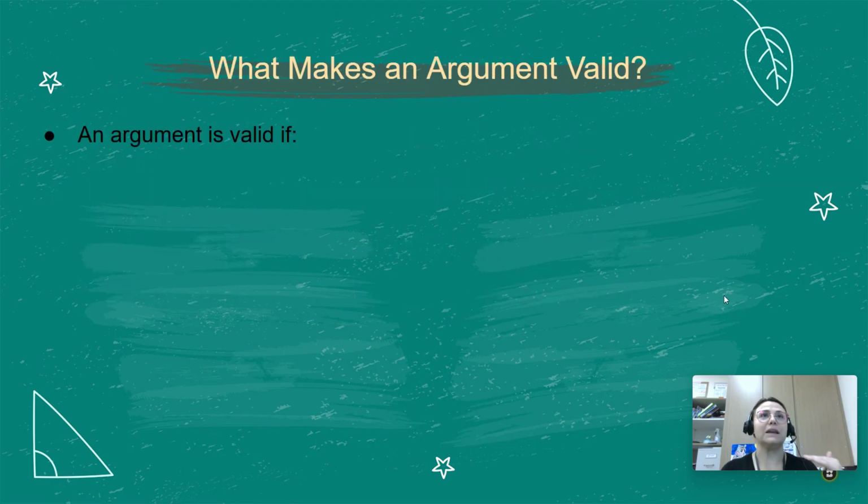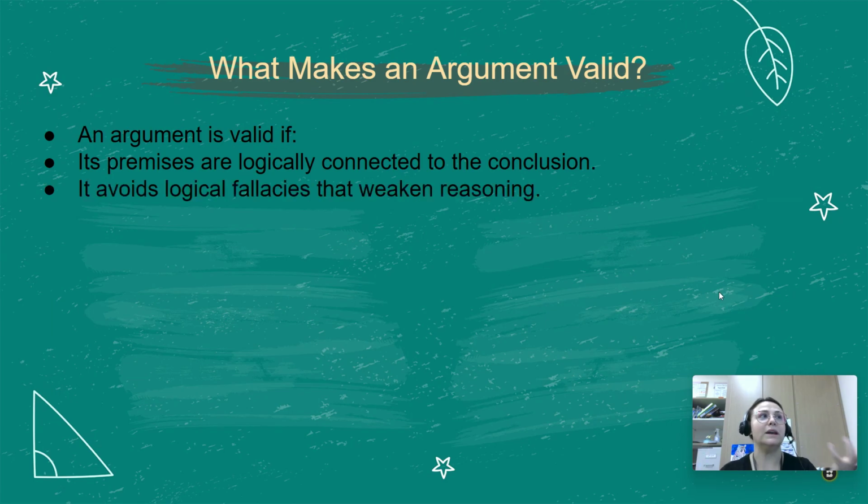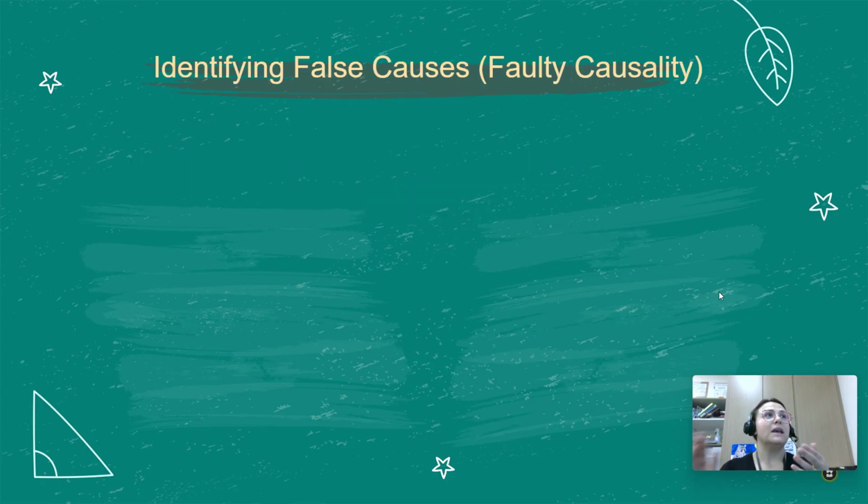So what does make an argument valid? An argument is valid if it has logical connections that can help you draw a conclusion or come up to an idea that everybody agrees on. It avoids logical fallacies that weaken the reasoning, and it uses evidence properly rather than making assumptions. And we need to identify the different fallacies, because if we don't, then we're not going to be able to tell whether somebody is actually using real evidence or not.